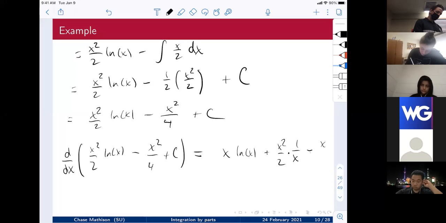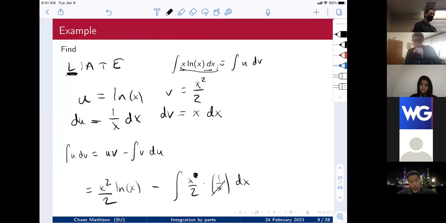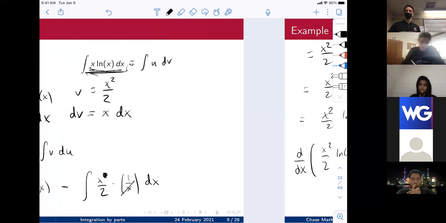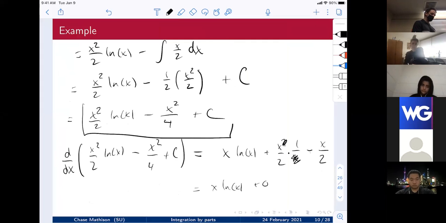Well, that's x over 2. And then the derivative of a constant is 0. And so this gives me x natural log of x plus x over 2 minus x over 2, which is plus 0. And we get exactly the thing that we wanted to integrate. If I differentiate it, I get that thing back, which tells me that we got the right answer of x squared over 2 natural log of x minus x squared over 4 plus a constant.